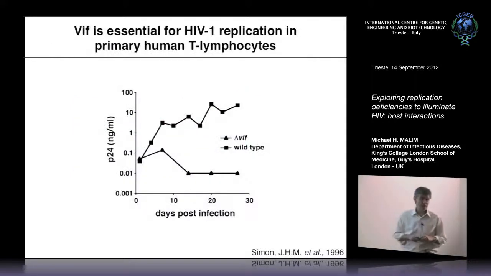So the second area I want to talk about is Vif, which is another accessory protein that we've worked on for many years. And the reason we got into this 15 or 20 years ago was that Vif is absolutely required for replication if you look in primary cells. So in primary human T cells, a virus that lacks a Vif protein is unable to replicate at all.